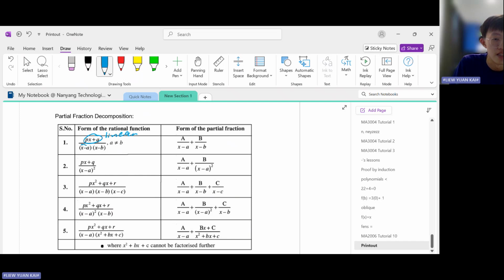What about this factor here, x minus a? Is it constant, linear, or quadratic? Because the highest power of x is 1, you know that this is linear. Same with this. The highest power is 1, so this is also linear.